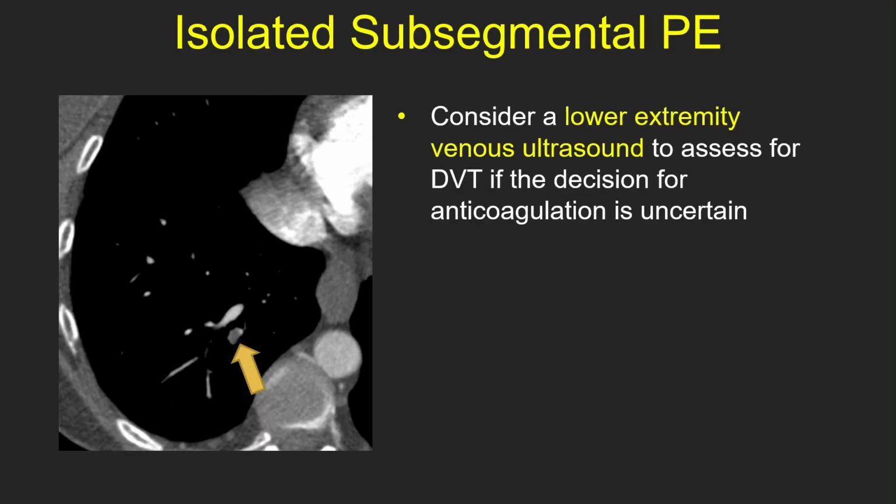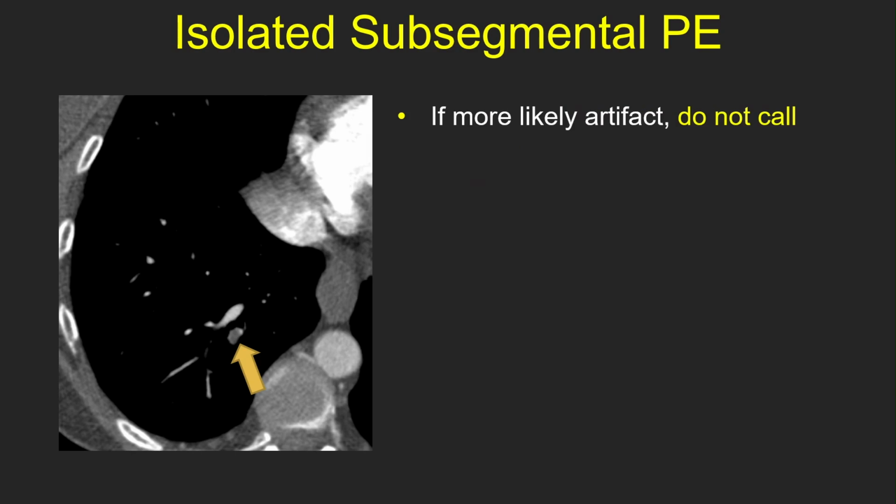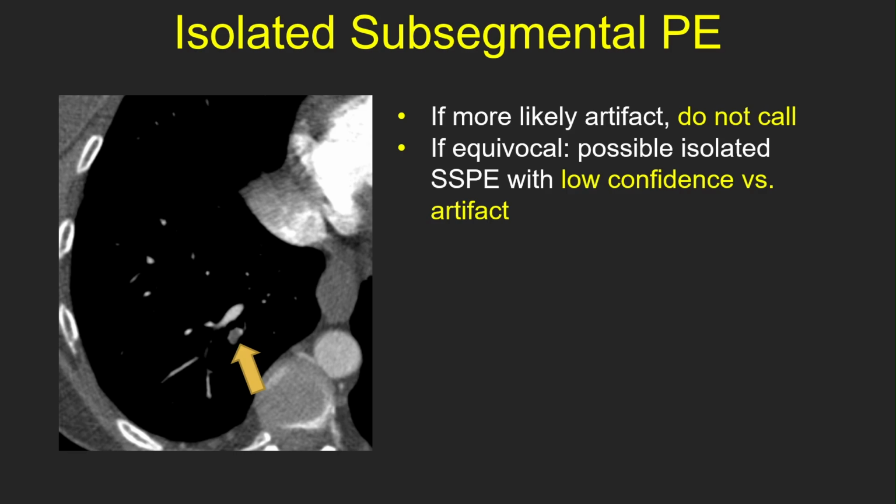If there's an isolated subsegmental PE, it may not need to be treated depending on the clinical scenario. You can ask the provider to consider a lower extremity venous ultrasound to assess for DVT if the decision for anticoagulation is uncertain. If a filling defect is more likely artifact than SSPE, don't call it. If equivocal, you can state possible isolated SSPE with low confidence versus artifact.